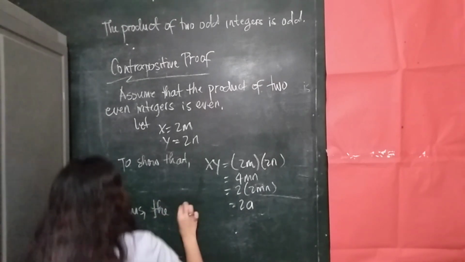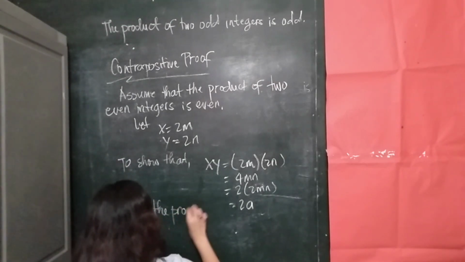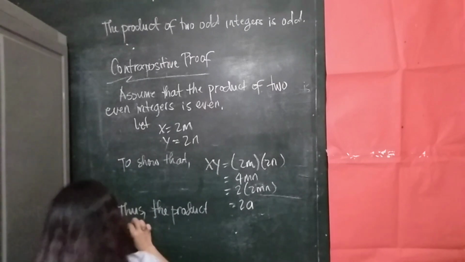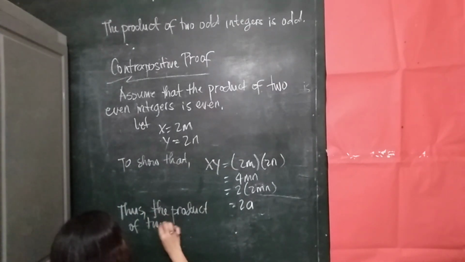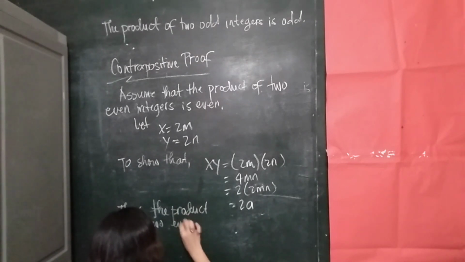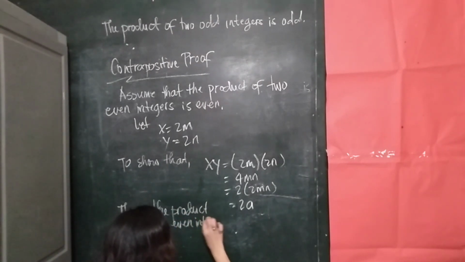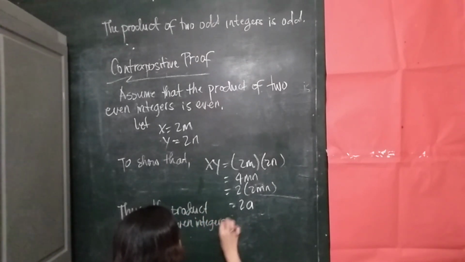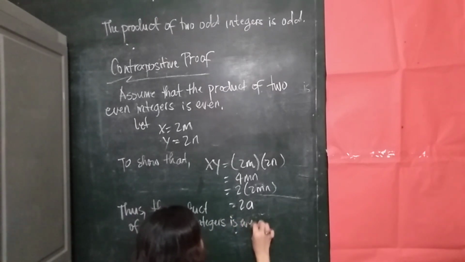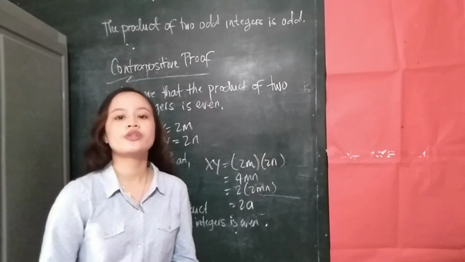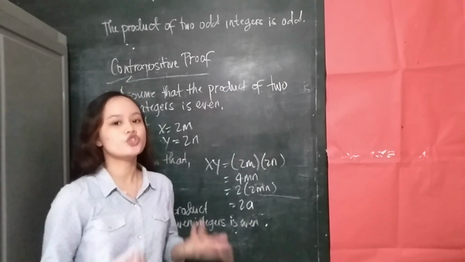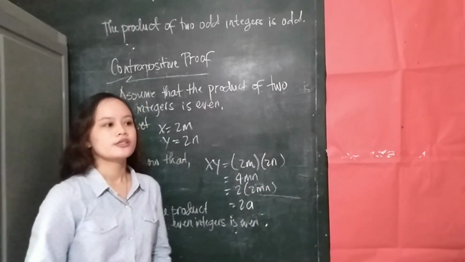Thus, the product of two even integers is also even. We conclude that the product of two even integers is also even.